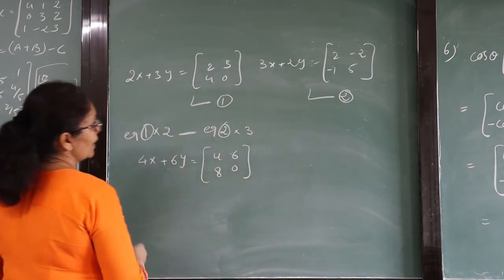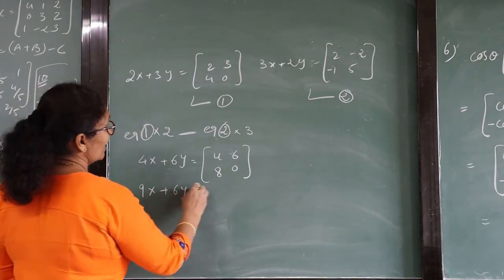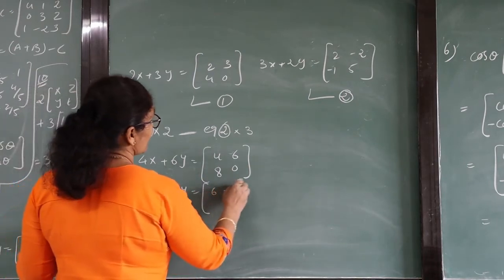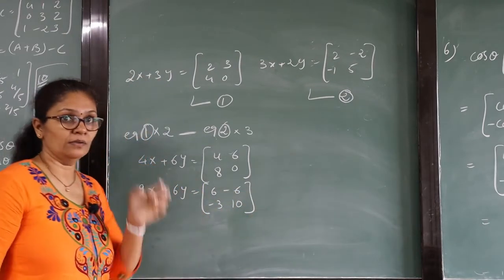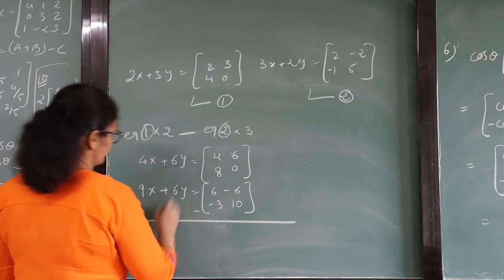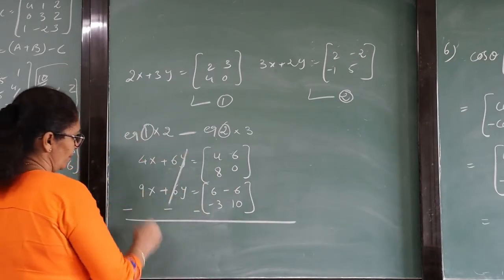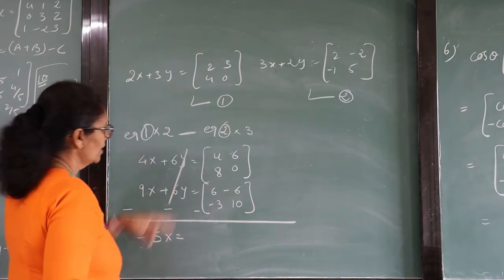Similarly, the second equation will be multiplied with 3. So 9x, 3 2s are 6y, and 6 minus 6 minus 3 and 10. Now subtraction of it. So let's subtract. These two cancel. 4 minus 9 will be minus 5x. Now subtract it.